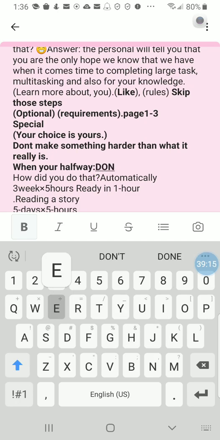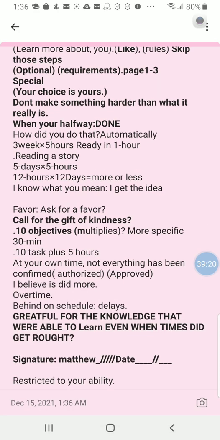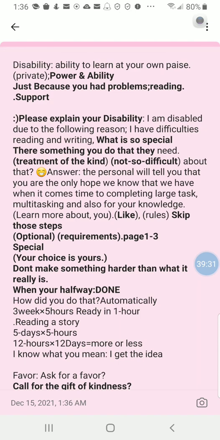When we think about the disability paperwork and everything, we're grateful for all the knowledge that we were able to learn, even when times did get rough. A lot of times you look at your disability letter right there and ask, really, how do you know if you're ready for this, or if you can handle this and that? Well, it sure seems that way.